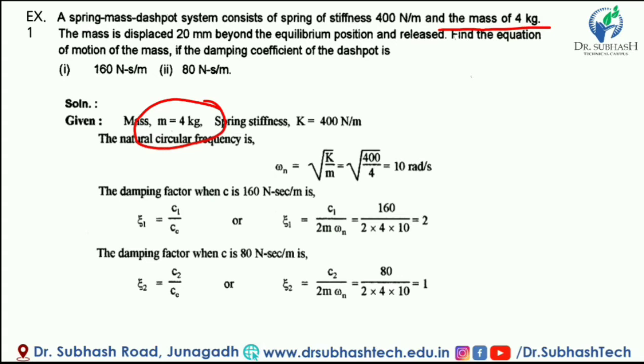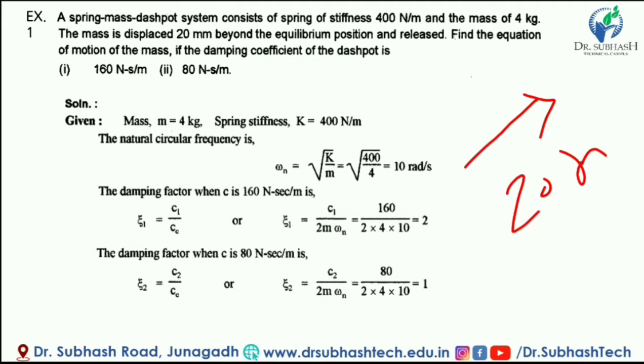The mass is displaced 20 mm beyond the equilibrium position. So the spring mass dashpot system is initially displaced from the mean position by 20 mm. So we can say that it is the initial displacement, 20 mm.